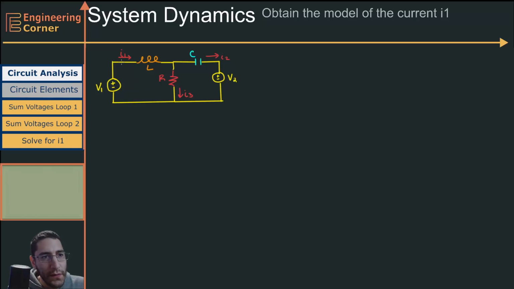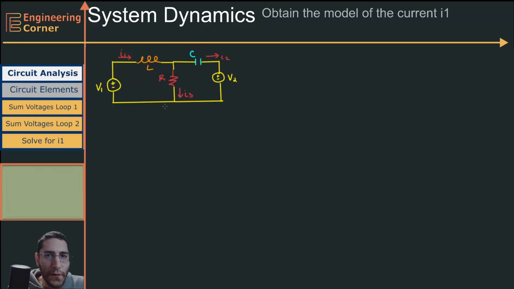In this video, what I'd like to do is obtain the model for current I1 given this circuit. This circuit has two voltage sources, V1 and V2. It also has three different elements in it: this inductor right here, a resistor, and a capacitor.